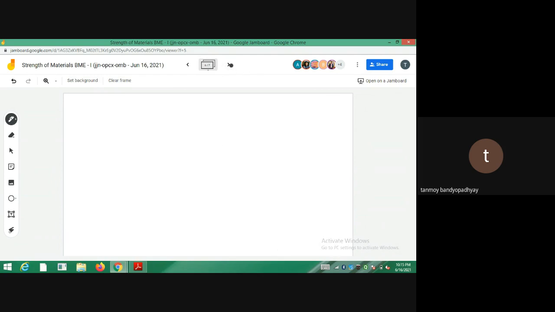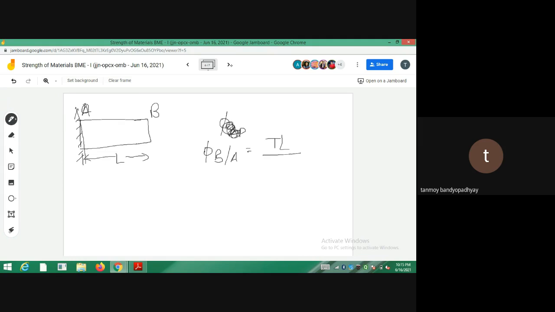So if I consider a length L of the shaft, let this be the shaft. I am keeping this end as fixed, right? So this is your, say, A end, this is B end. Now if I calculate phi AB, let's write it as phi B with respect to A. So that is equal to TL by GJ. In our case we have kept this end fixed, so this is just a relative twist.